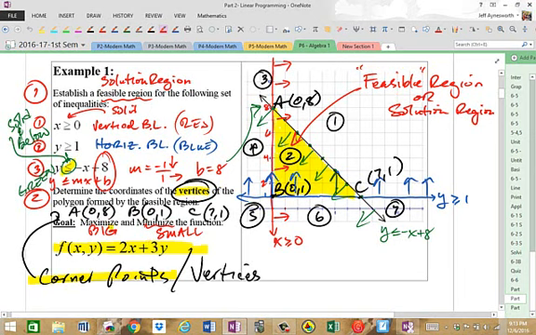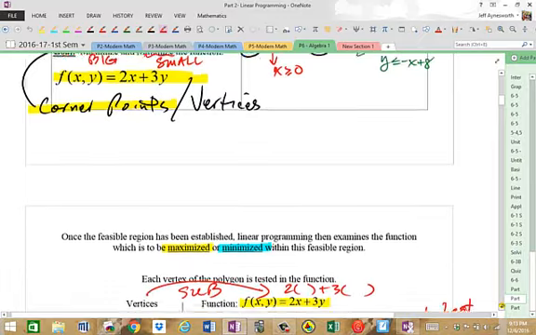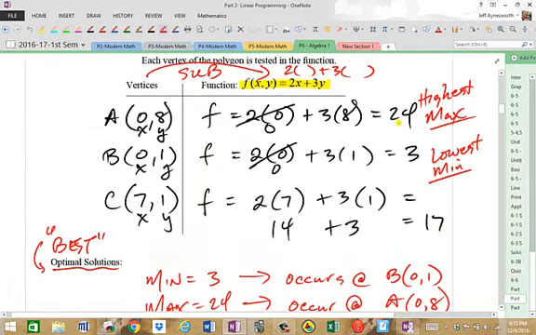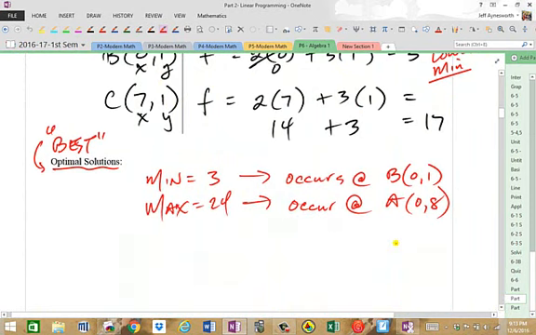We took them and we learned how to maximize or minimize a function. What I mean by maximize is find the highest or biggest value. Minimize means the smallest or the lowest value. We did that on the next page here. We took this function and we found our corner points and we substituted them in one at a time and we found a maximum, we found a minimum. And we learned how to state that as an optimal or best solution.